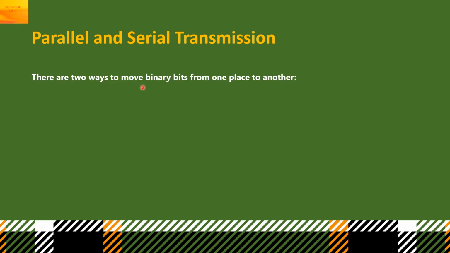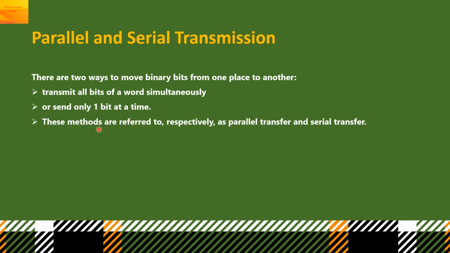There are two ways to move binary bits from one place to another. One, to transmit all bits of a word simultaneously, or the second one is to send only one bit at a time. These methods are referred to as parallel transfer and serial transfer respectively.